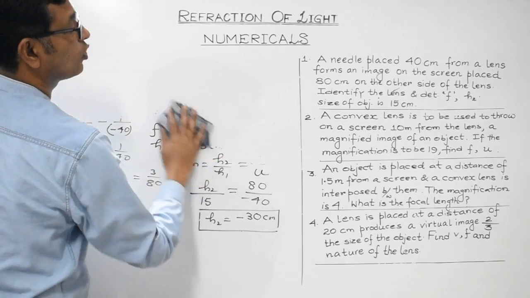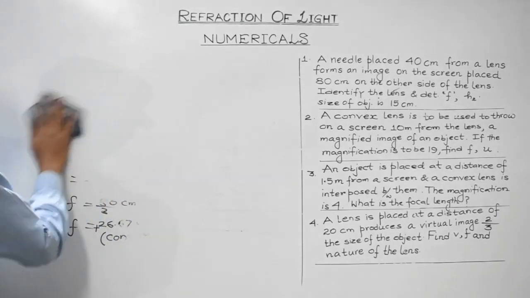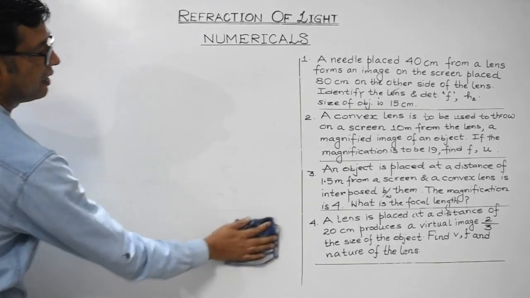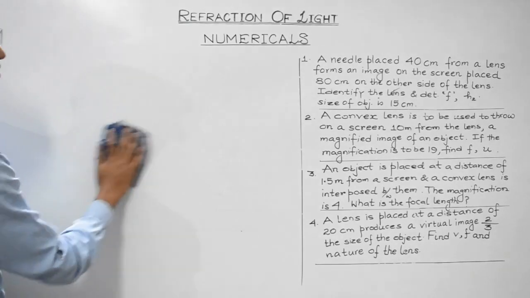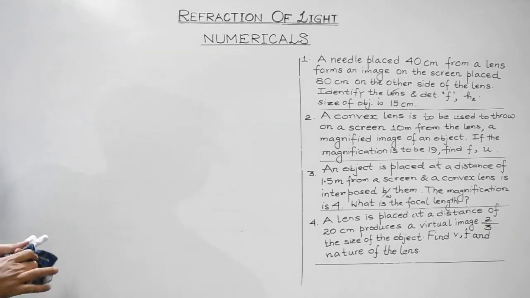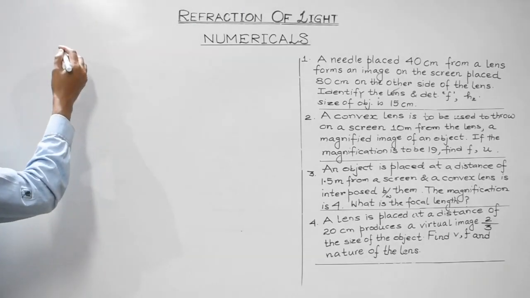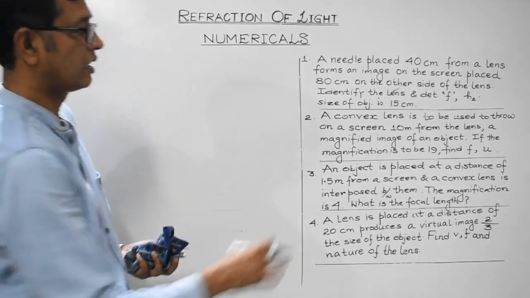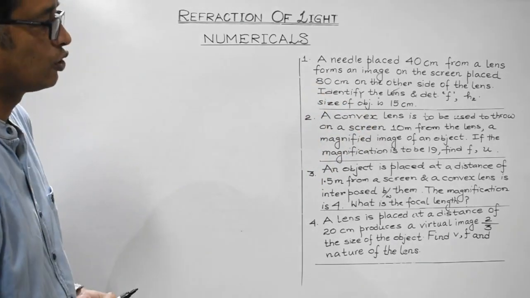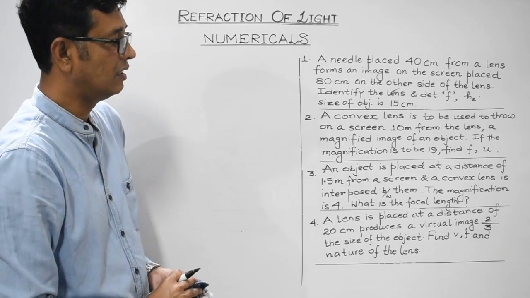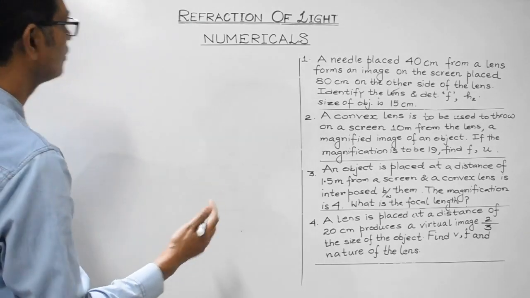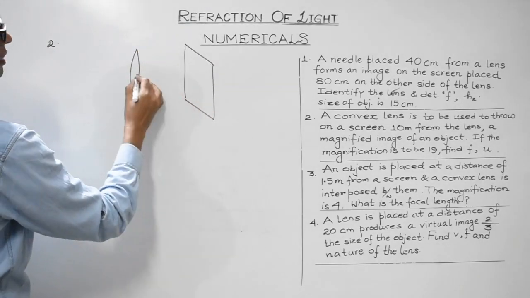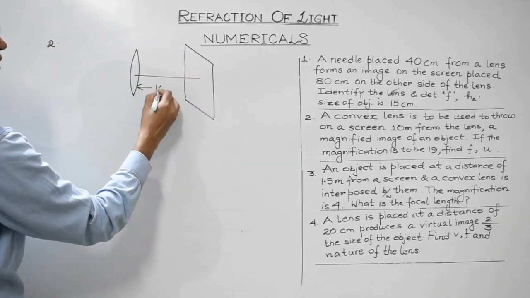Second question is, students concentrate on that particular question. A convex lens is to be used to throw on a screen 10 meters from the lens a magnified image of an object. If the magnification is to be 19, find the object distance and the focal length. So, it's given it's a convex lens and this is the screen, at a distance of 10 meters.